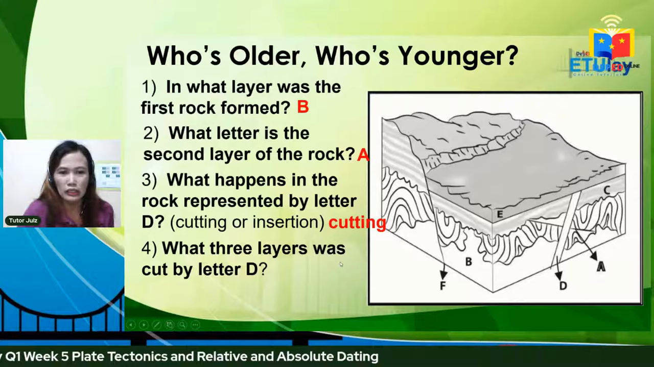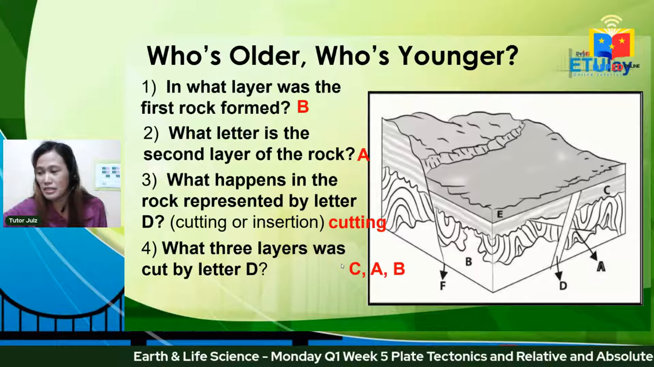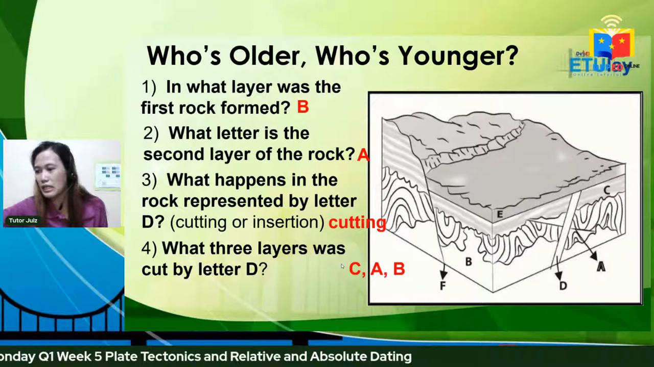So number 4, what are the 3 layers cut by letter D? It's C A B, A C E, B A C. Ayan, ang dami niyo ng sagot. It's C A B or A B C. Okay, you are right. And then 5, what takes place in letter F?